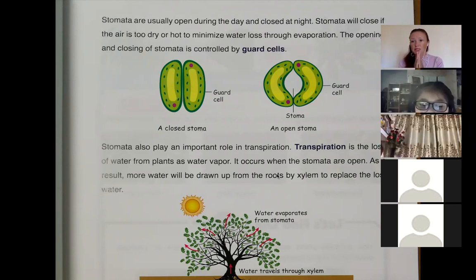When, for example, it's very dry, the guard cells close because they want to keep water inside the plant. When it's raining or wet weather, the guard cells open to get more water. So this is the function of stomata and guard cells. They work together very closely. It's one system.